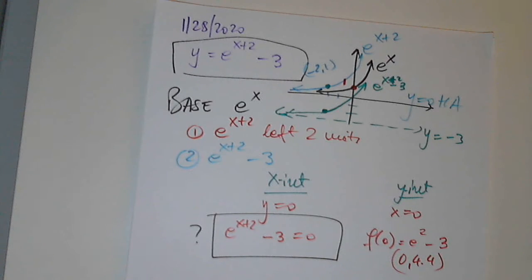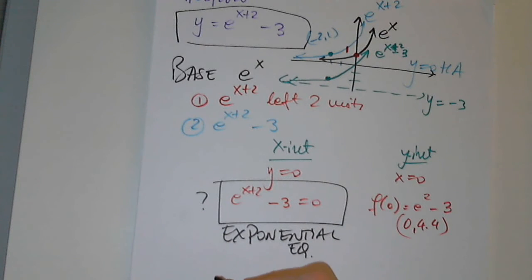Natural log? Yes, so it is an exponential equation. Awesome. Exponential. Why is it an exponential equation? Because the variable is at the exponent level. So then we have e to x plus 2.